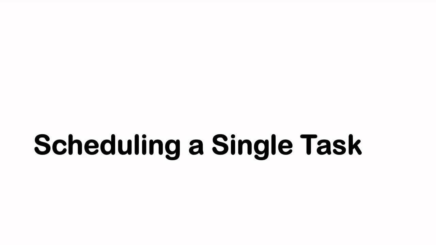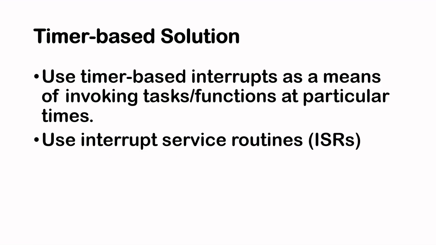Scheduling a single task. Now, how do you schedule a task? One solution is to use what we call a timer-based solution. In this particular method, we use a timer-based interrupt as a means of invoking or calling tasks or functions at particular times. And this involves using what we call interrupt service routines or ISRs.